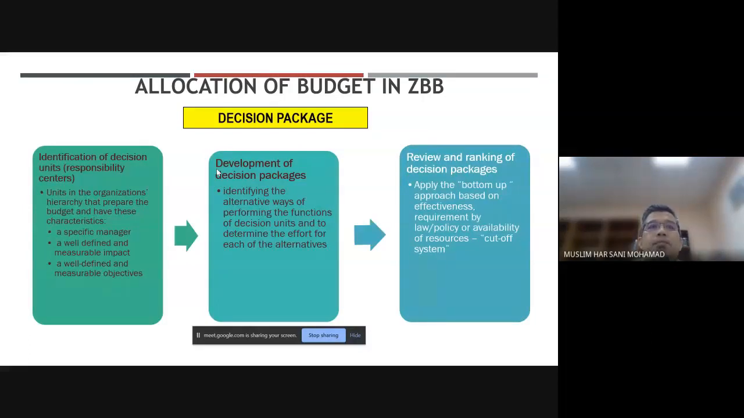Like a kuliah, this faculty, this is a responsibility center. With that, once they have a decision unit, they develop a decision package, identifying the alternative ways of performing the functions of the decision unit, and determining the effort for each alternative. Because once you have an objective, you must develop relevant programs and relevant activities.